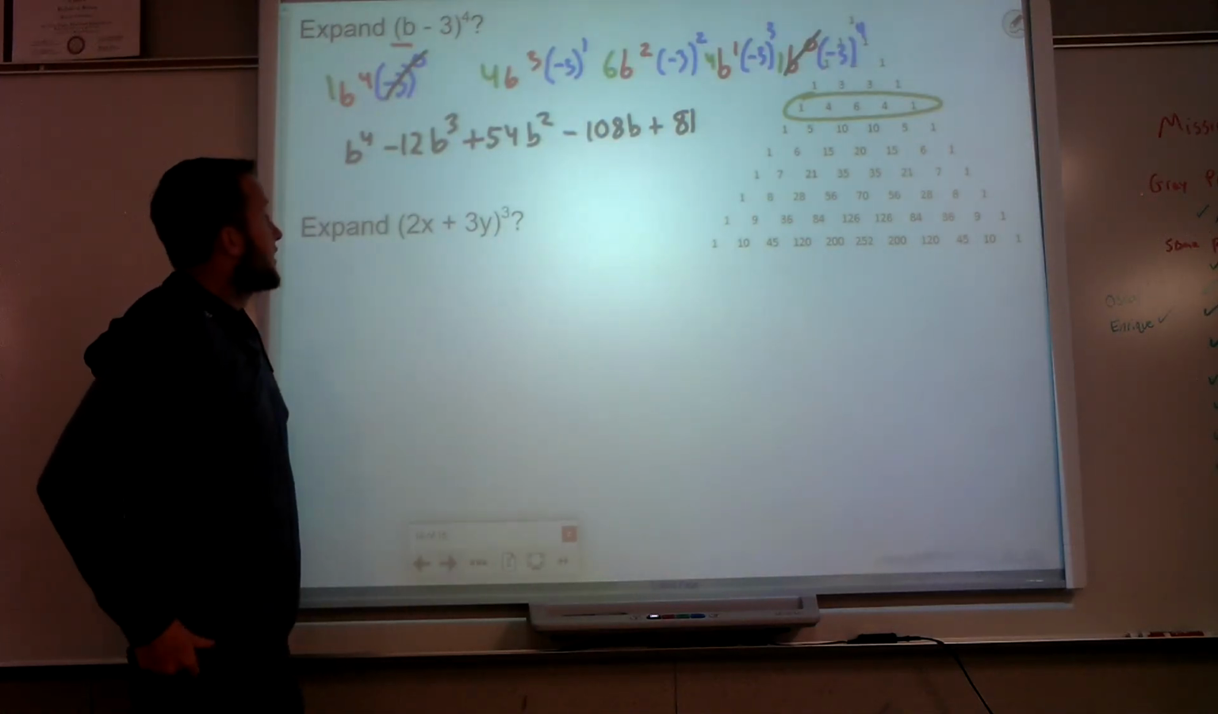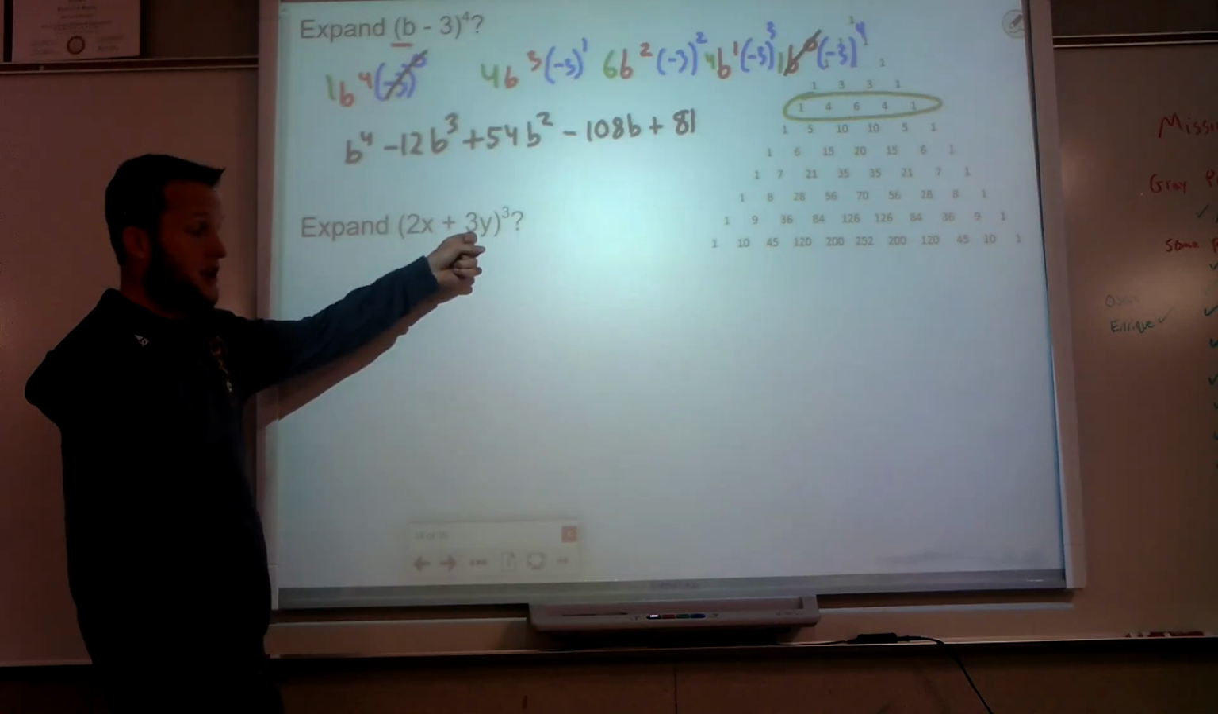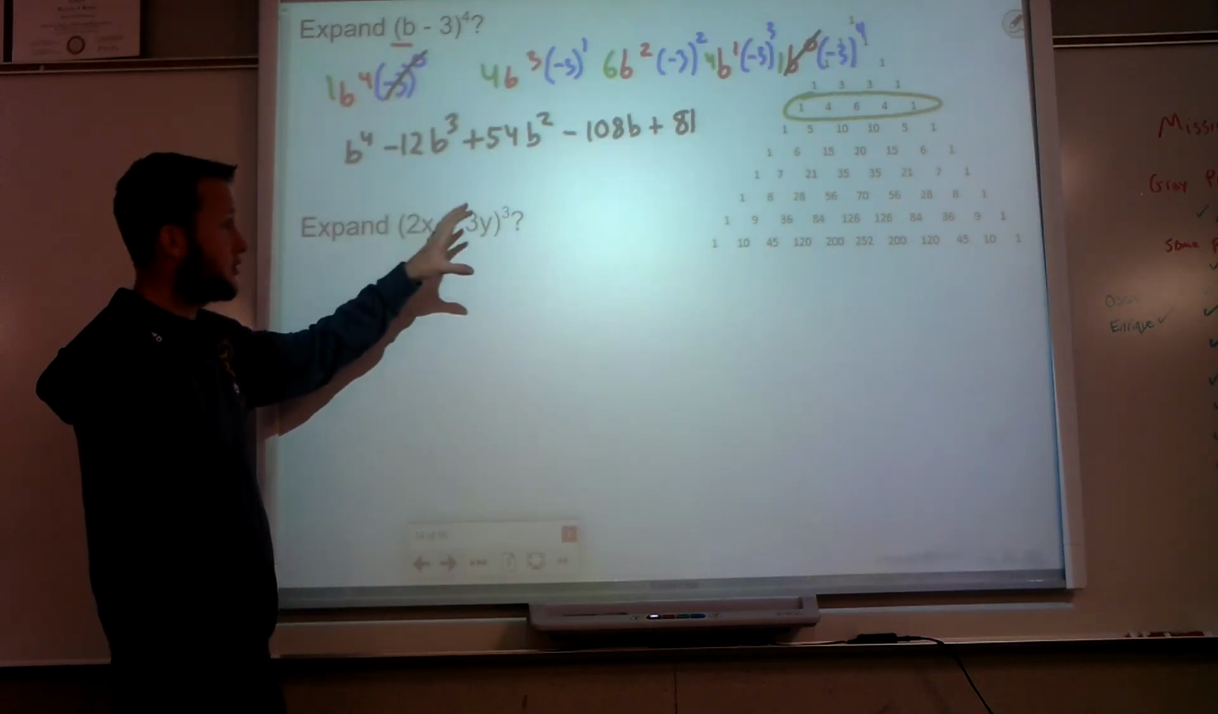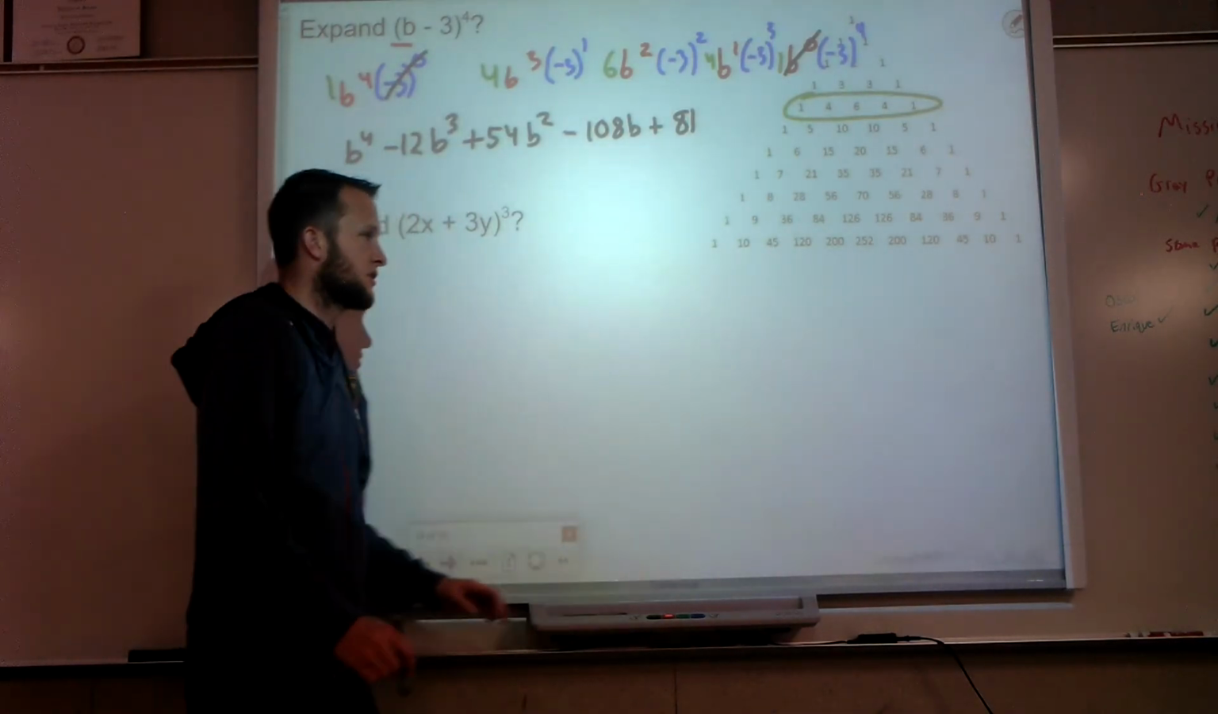All right, last one. This one has 2 coefficients, so it's going to get a little crazy. If you can do this, then you should be able to do all of them. Just remember your steps. Keep it simple.